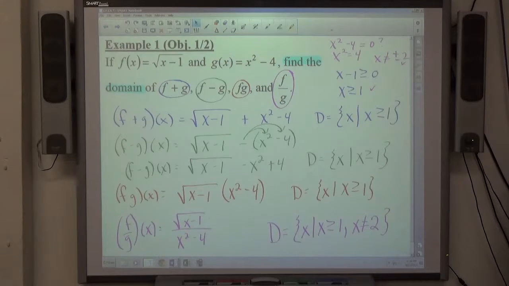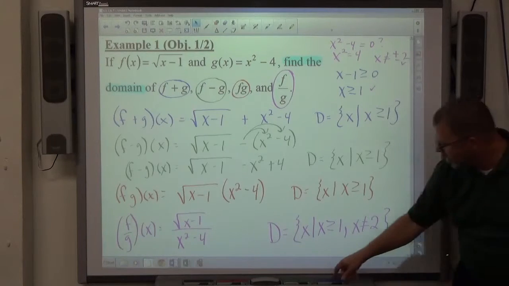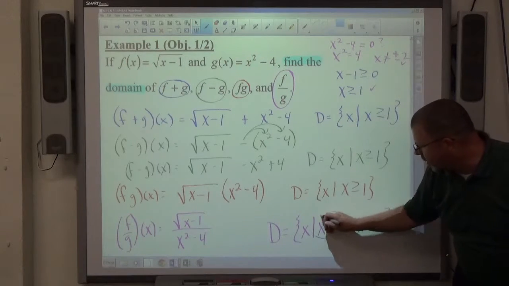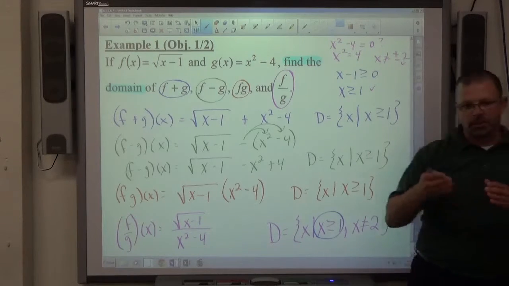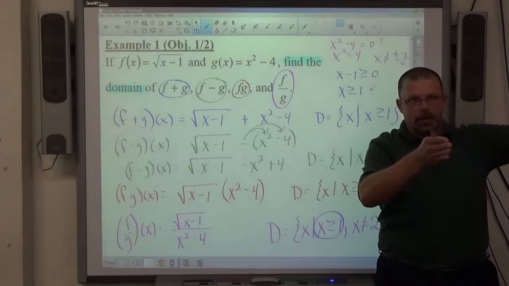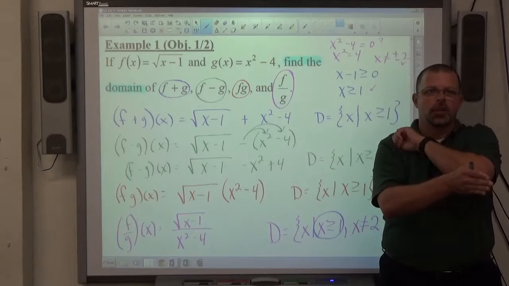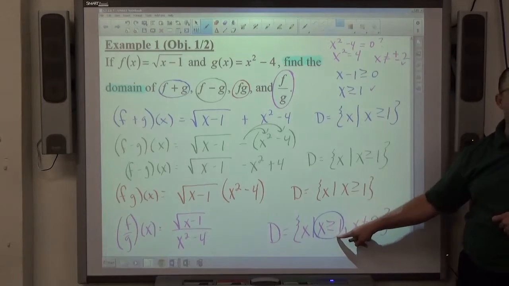Absolute value bars? No, because it has to be greater than 1. This part here, x greater than or equal to 1, has already taken negative 2 out of the picture, right? If x is greater than or equal to 1, starting at 1 getting bigger, negative 2 is over here, it's already been dismissed because of that.